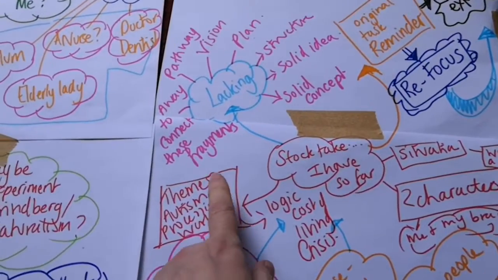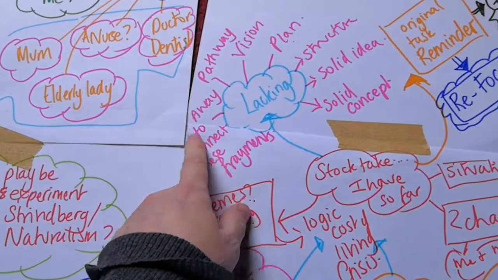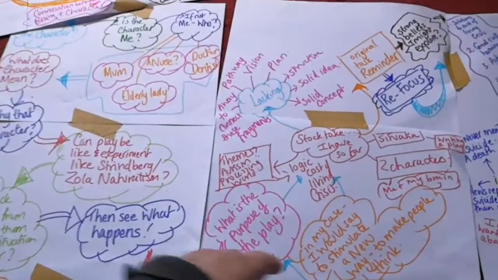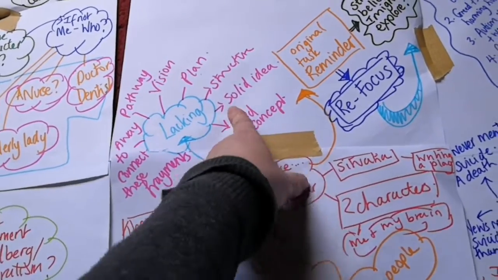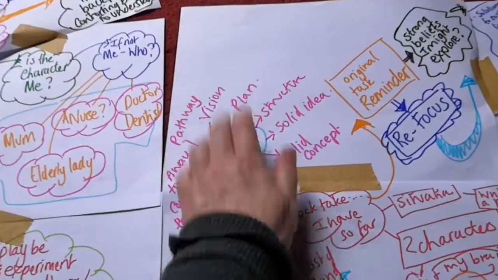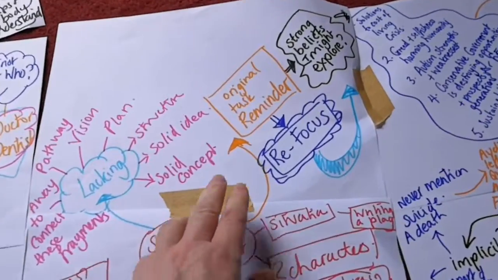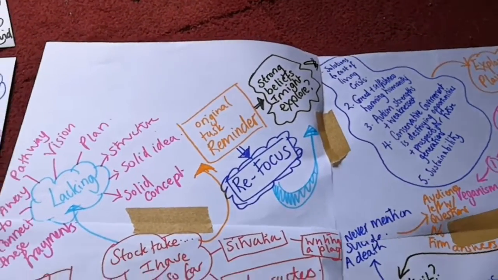The critic has arisen from the depths of my brain to say, I am lacking a way to connect all these fragments of stuff that I've spewed over the paper. There's no solid concept. What solid idea is there? Where's the structure? What's the plan? What's your vision? What's your pathway, Karen? Oh, now I feel lost in a sea of negativity.